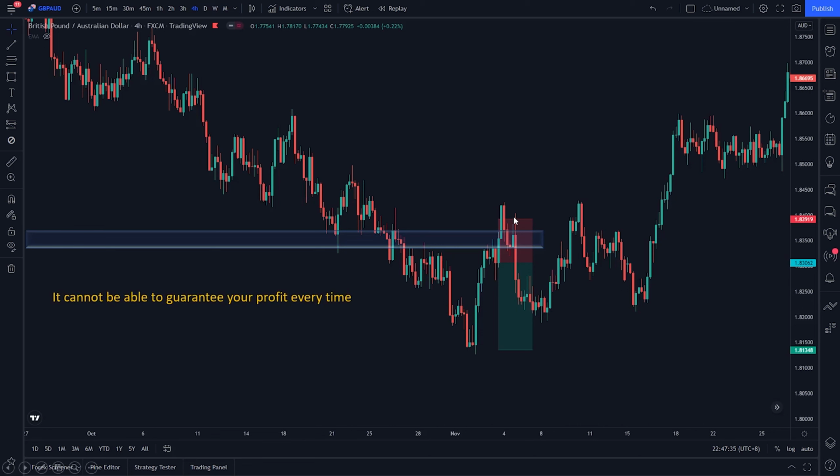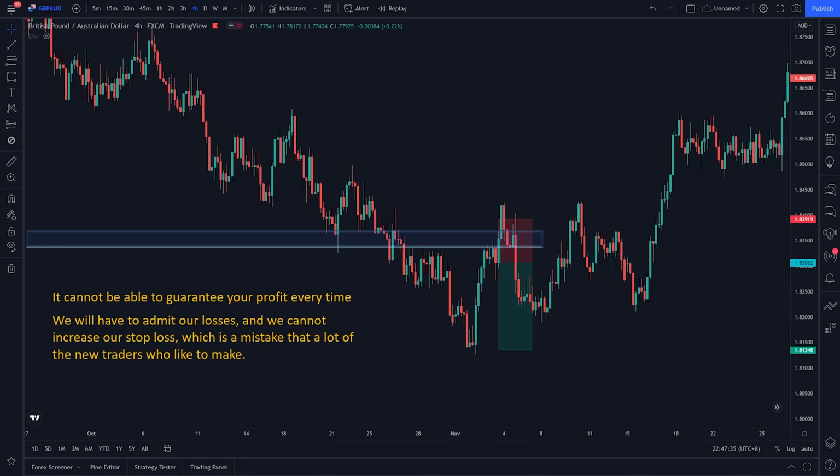Just like this time, we go back to the 4-hour chart to see that the price extended the previous decline and created a lower low. We notice that the price also gives us an engulfing candle, but the price does not continue to play the next run but breaks through this resistance and touches our stop loss, and it is very quick to reach our stop loss. If this trade fails, we will have to admit our losses, and we cannot increase our stop loss, which is a mistake that a lot of new traders like to make.